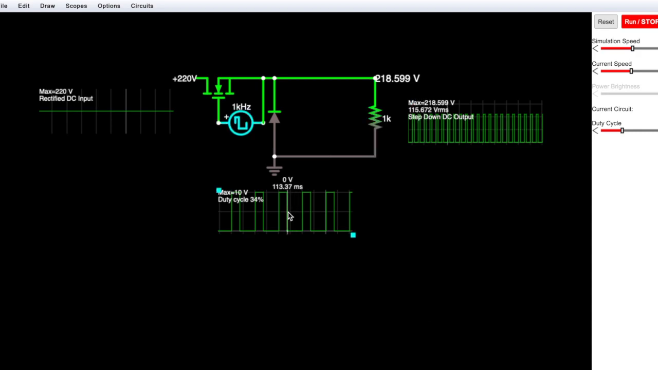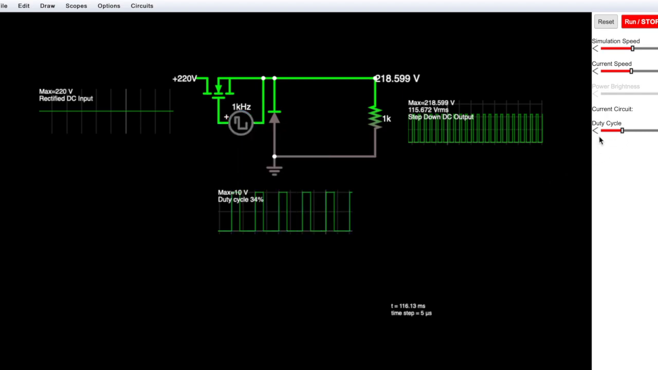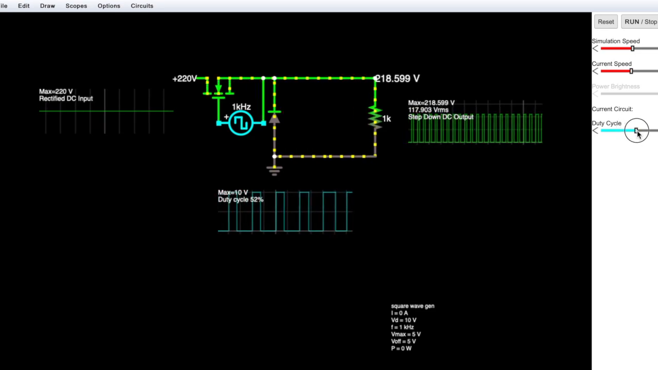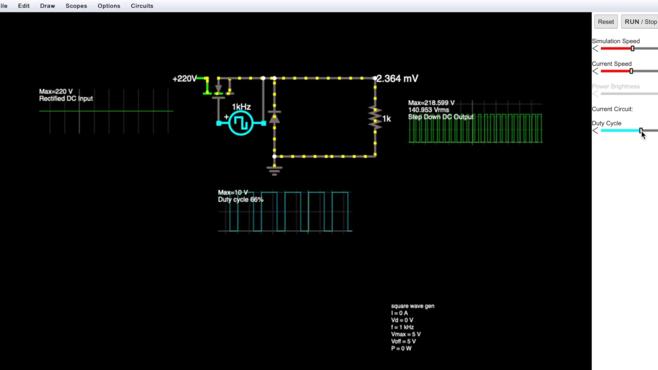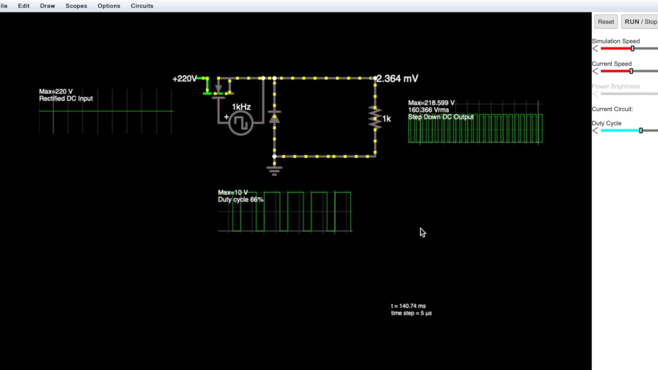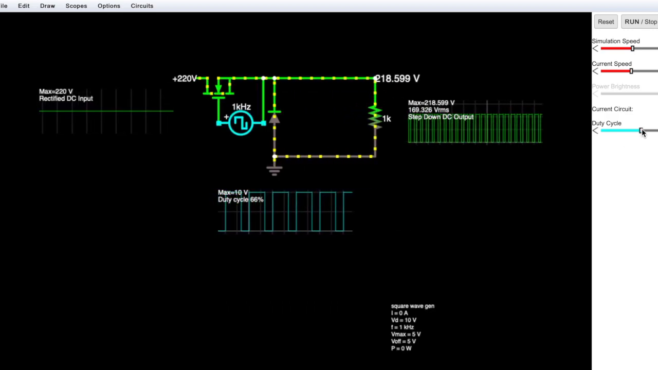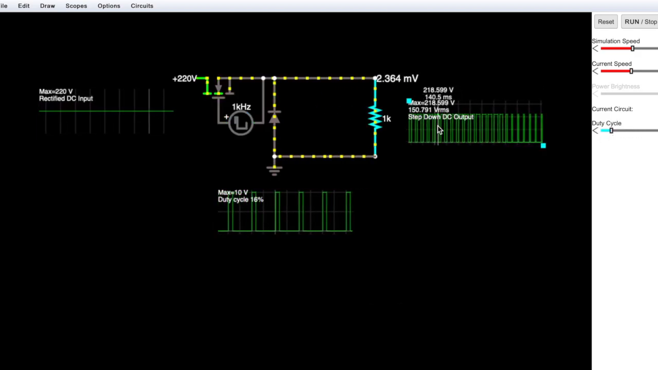Now, if you wanted to control the output, you just need to change the duty cycle. You can either do it here using the slider, or you can manually change the value. So let's see what happens if we increase it. As you increase the duty cycle, that is, as you increase the amount of time that the gate is open, you will notice that the VRMS is climbing up. It's gone from around 120 to 160 volts now, right? Similarly, when you reduce the duty cycle to a lower value, the voltage will drop immediately.